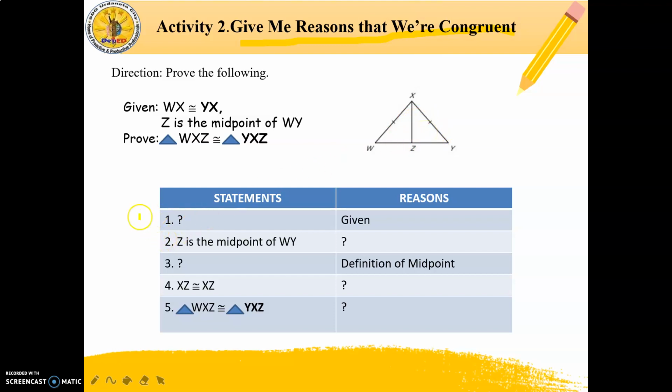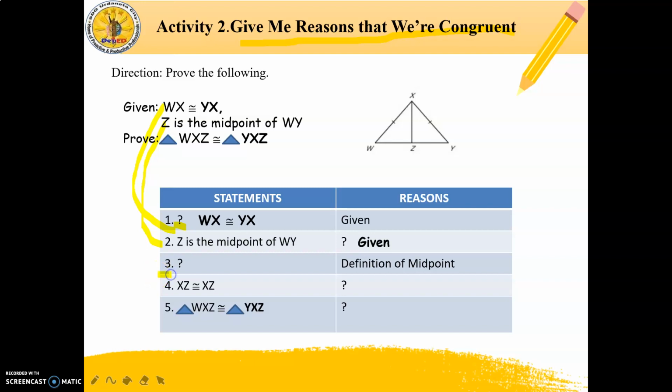Now let's start with the first statement. What do we write here? So I mentioned earlier that the first row must always start with the given information. What was given? WX is congruent to YX. And there's another given information, right? So let's write it in number 2. It was stated from the given that Z is the midpoint of WY. What reason? It's the given.